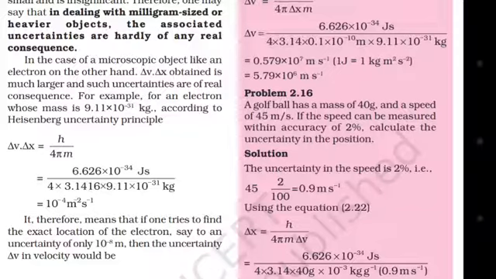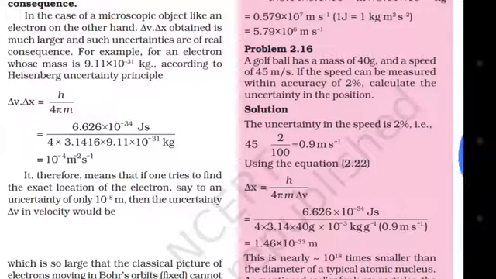For example, for an electron whose mass is 9.11 into 10 to the power minus 31 kg, according to Heisenberg's uncertainty principle, delta V into delta X is equal to h by 4 pi m, that is equal to 6.626 into 10 to the power minus 34 joule second by 4 into 3.1416 into 9.11 into 10 to the power minus 31 kg, which is equal to 10 to the power minus 4 meter square per second.